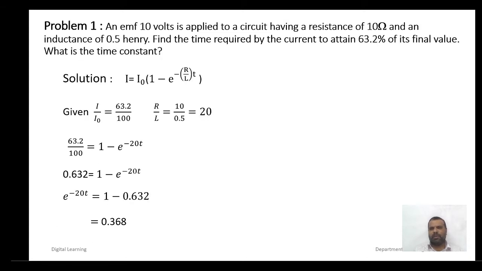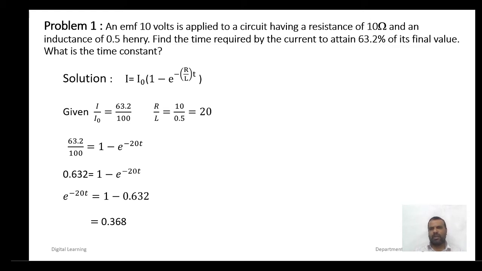Problem 1. An EMF of 10 volts is applied to a circuit having a resistance of 10 ohm and an inductance of 0.5 Henry. Find the time required by the current to attain 63.2% of its final value. What is the time constant?